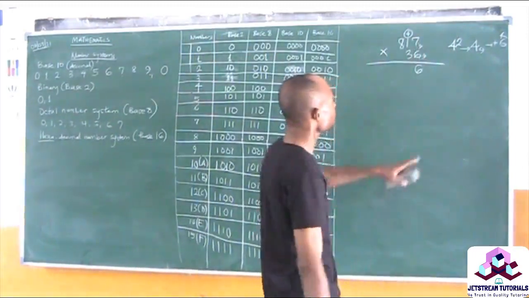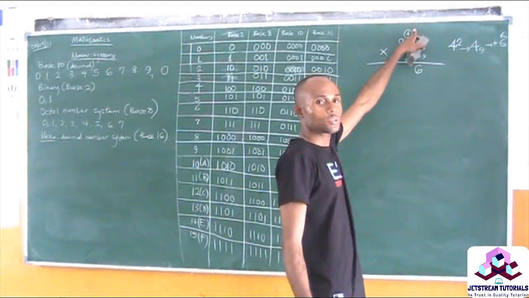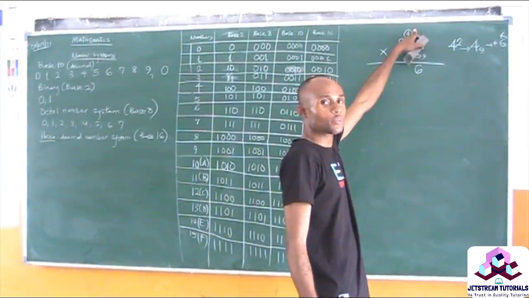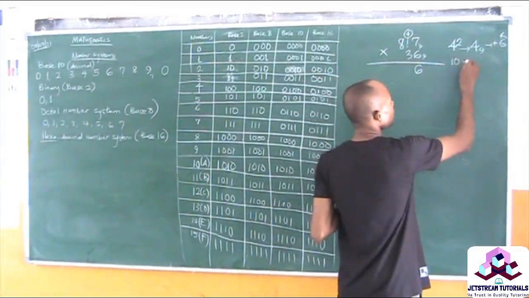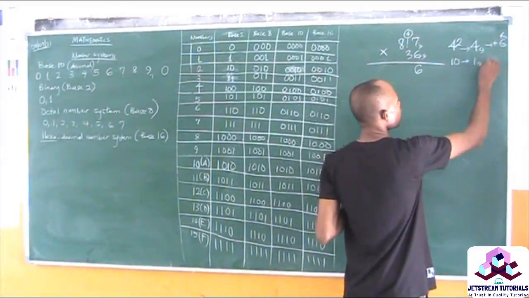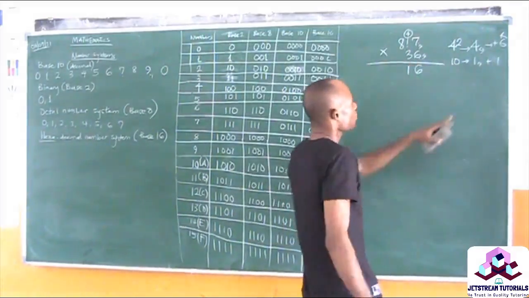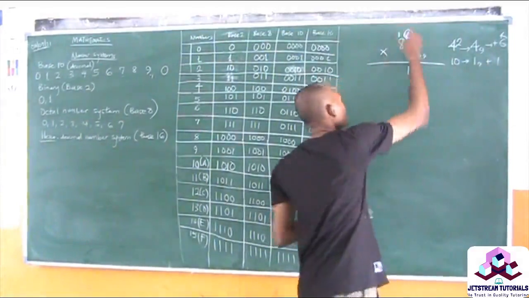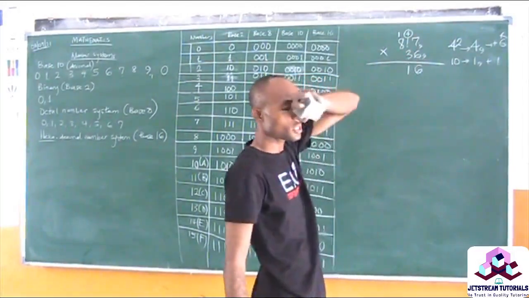Let's continue. 6 times 1 is 6, plus this one, which is 4, 6 plus 4 is 10. How many 9s do we have in 10? So we have one 9 plus 1. So what do we write? Remember, write 1. And the other 1 nine we take it here. So we have 6 times 8 is 48.